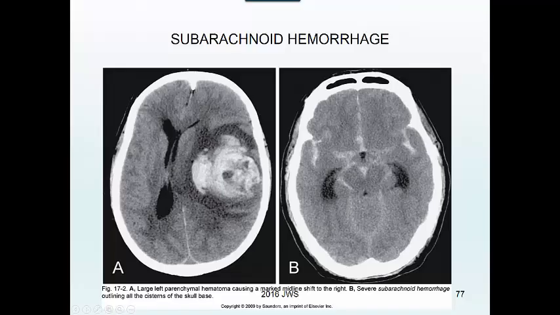And then the image on the right, B, represents a subarachnoid hemorrhage, which is outlining the cisterns of the skull base. And you can see here how the white areas, the blood, of course, outline the path that the circle of Willis follows. It's filling in all these cisterns, or these cavities where the CSF flows in the brain. So that's a subarachnoid hemorrhage.